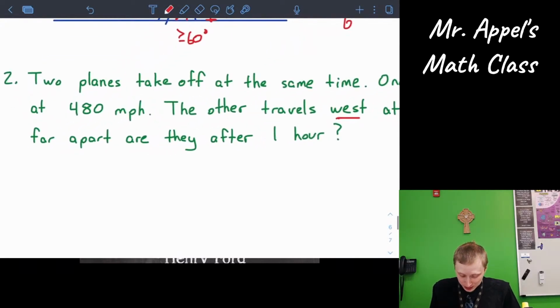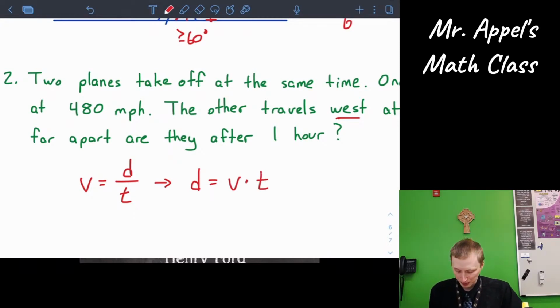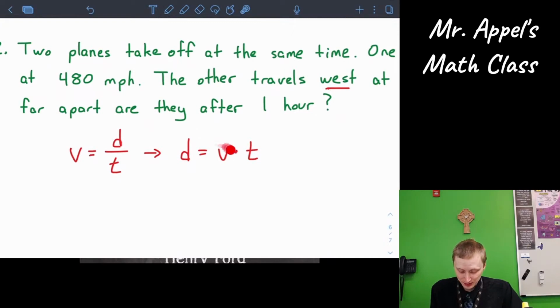So first we need to know a little something about velocity. Velocity is distance over time. Okay? So if we solve that equation for distance, multiply both sides by t, we find that distance can be found from velocity times time. I'm given the velocity. I'm told the time, right? After 1 hour, so that's my time component. So it's very simple to find the distance.